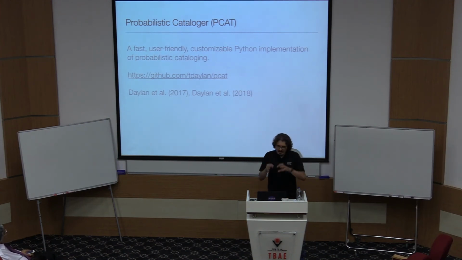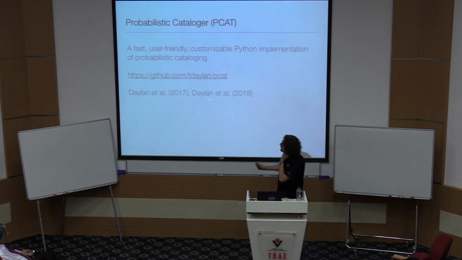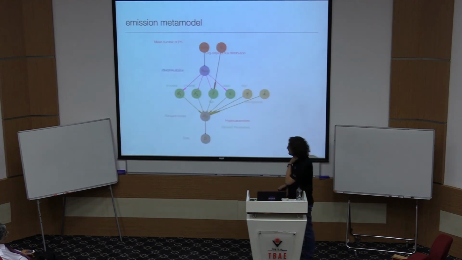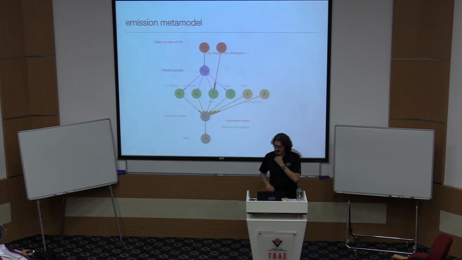There's essentially an implementation of probabilistic cataloging called probabilistic cataloger. It's basically a Python-based, fast, very user-friendly, customizable Python implementation that lives on my GitHub, and it's been published through 2 different papers. If you're interested, come talk to me. This is the probabilistic graphical model associated with it.